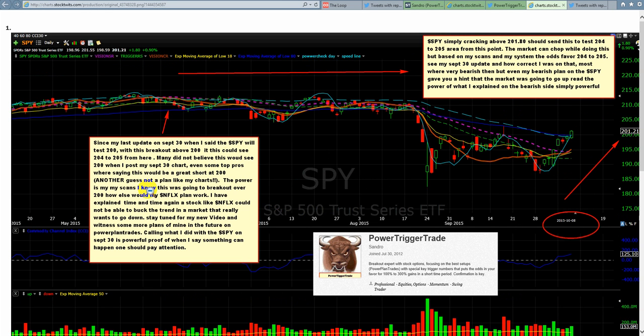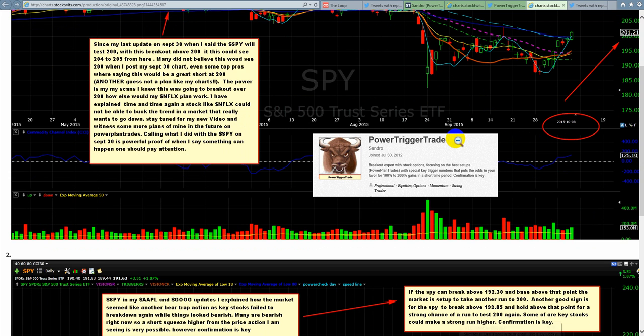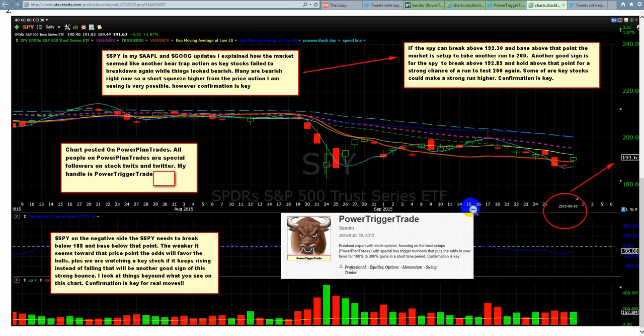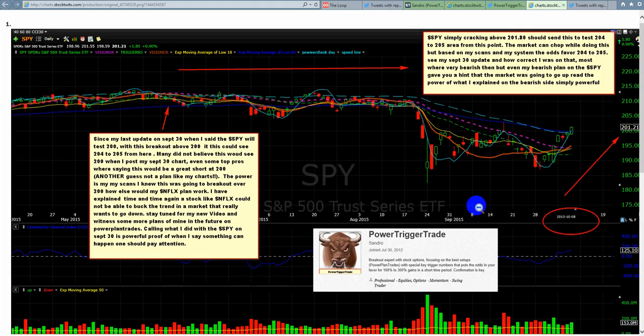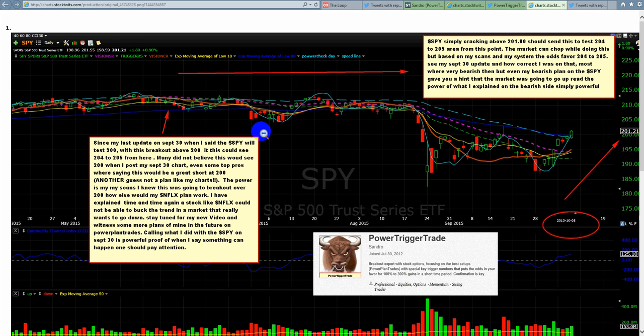So when this broke above 200, I talked about it. SPY simply cracking above 201.80 could send us to test 204. So this is the third. This is the second plan, and then the third plan, and then the fourth plan. You figure I made a lot of plans, and most of the other plans I posted on... press pause. Yeah, of course this is the first one. This was the second one.